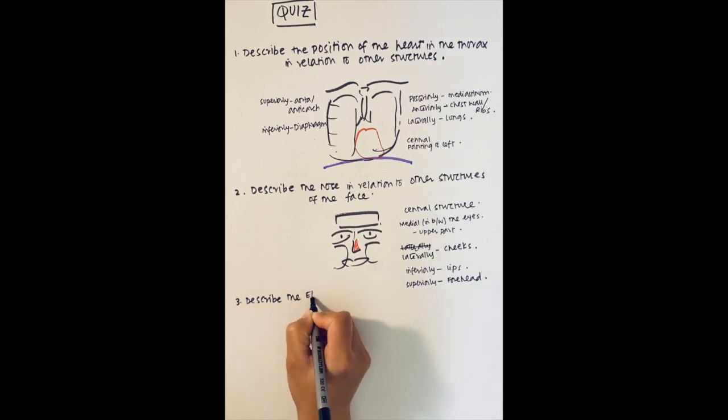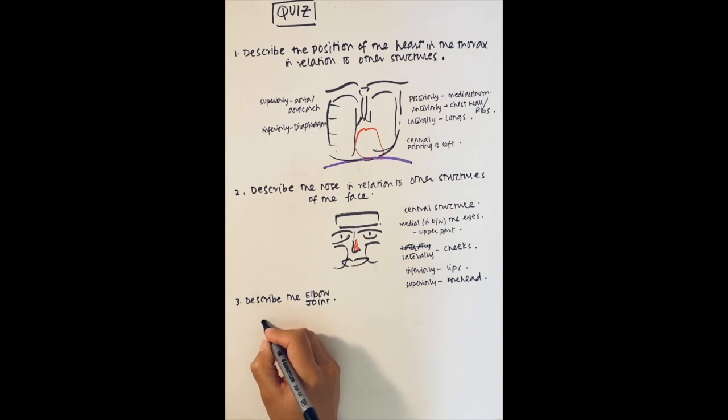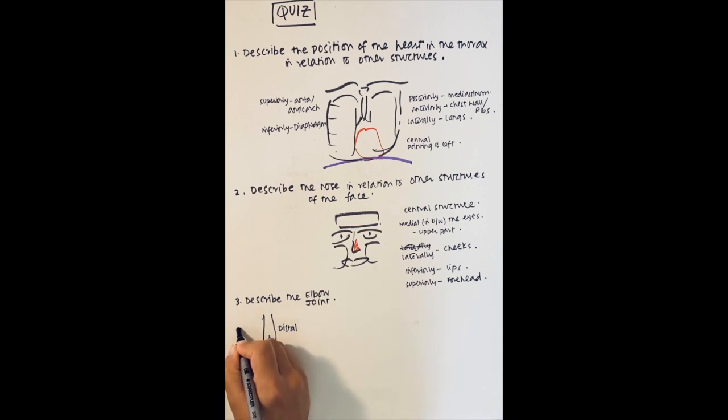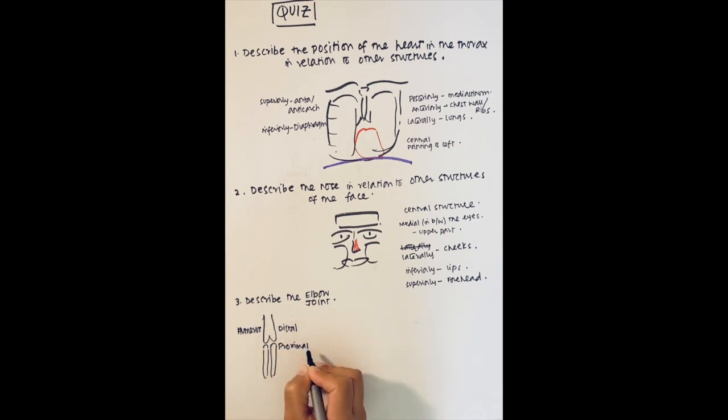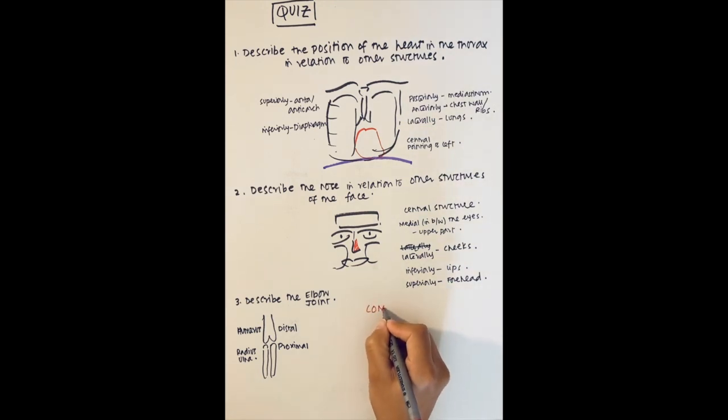The last question is to describe the elbow joint. The elbow joint is made up of the distal end of the humerus and the proximal ends of the radius and the ulna. This is principally why I put this question here, to actually be able to use these words in context, and I hope that helped.